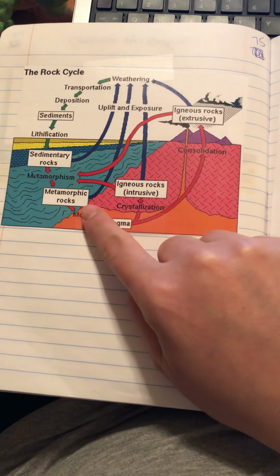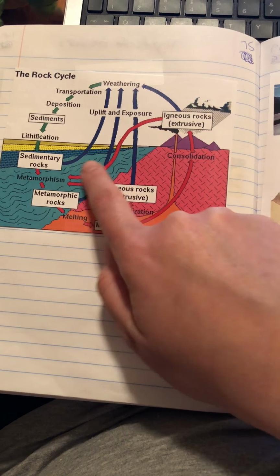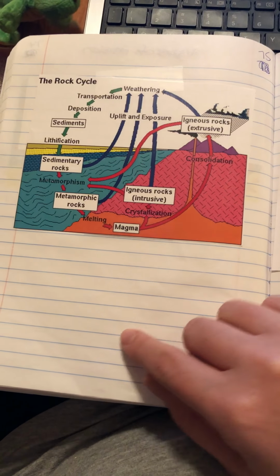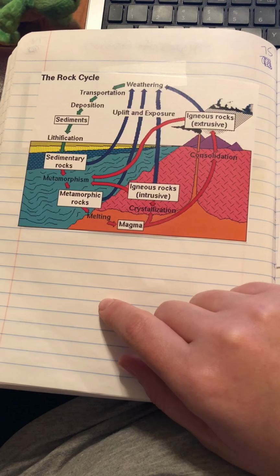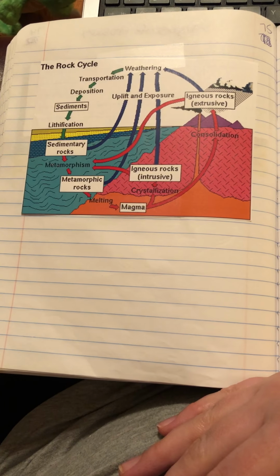So how could you start at a metamorphic rock and go into igneous rock, igneous to metamorphic, igneous to sedimentary, sedimentary to igneous. So just make sure you include all of those possibilities there. And it should cycle through because it is a rock cycle. All right, that concludes chapter 6.